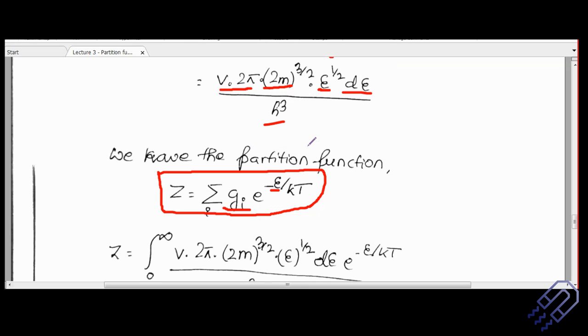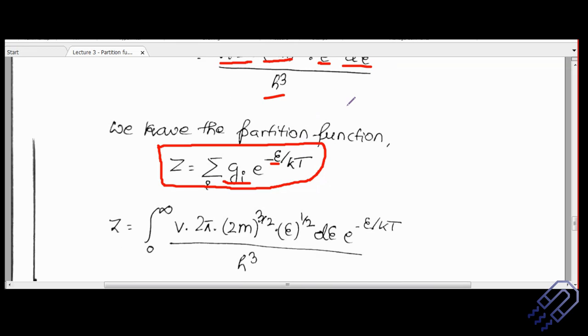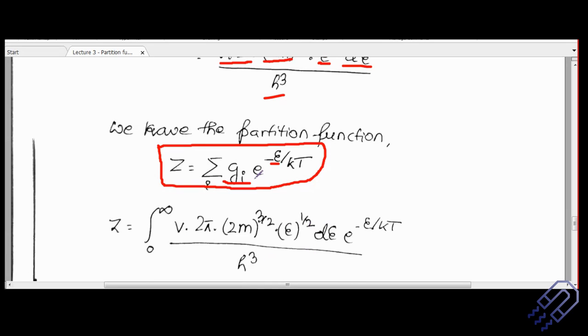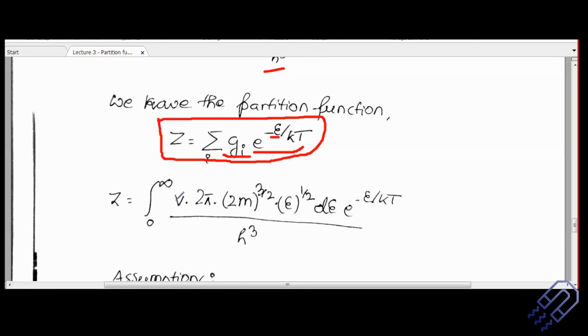So whatever we had here, maybe I can just zoom out a bit, so we have it both on the same screen. Yeah. So you see, this is your g epsilon d epsilon or gi. So I'm just going to replace it here. V 2 pi 2m to the power 3 by 2 epsilon to the power half d epsilon divided by h cube, and then e to the power minus epsilon by kT. Now you might ask me, why are we taking an integration sign in place of a summation sign?